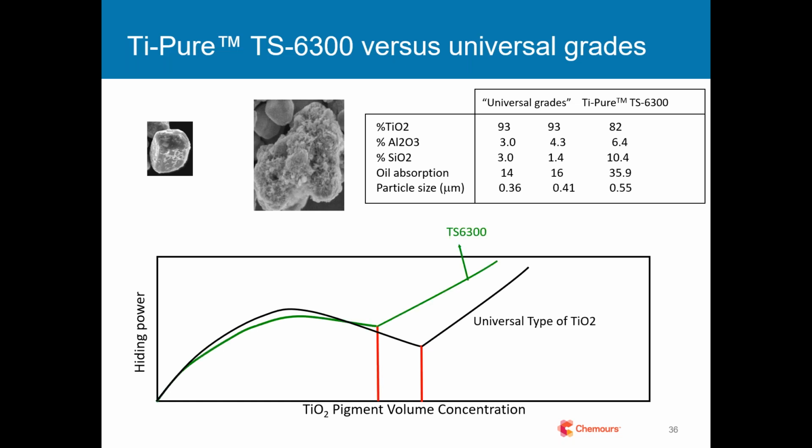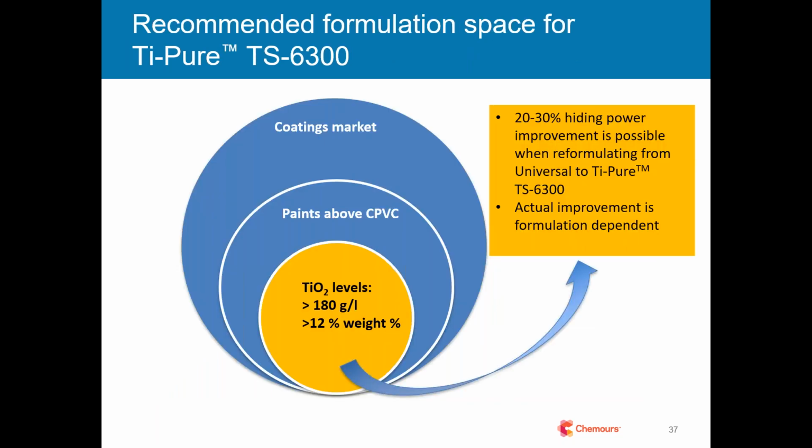What's the effect on this curve? In paints below critical PVC, the hiding power is actually lower because there is simply less titanium dioxide in the pigment. But as the pigment is less sensitive to crowding, it goes down less at the higher concentrations. And the third observation is that there is a decrease in critical PVC due to the high oil absorption. And therefore, at the same amount of titanium dioxide, we expect in paints above the critical PVC an increase in hiding power. And that increase can go up to 20 to 30%. I will not discuss this in detail because of time restrictions.